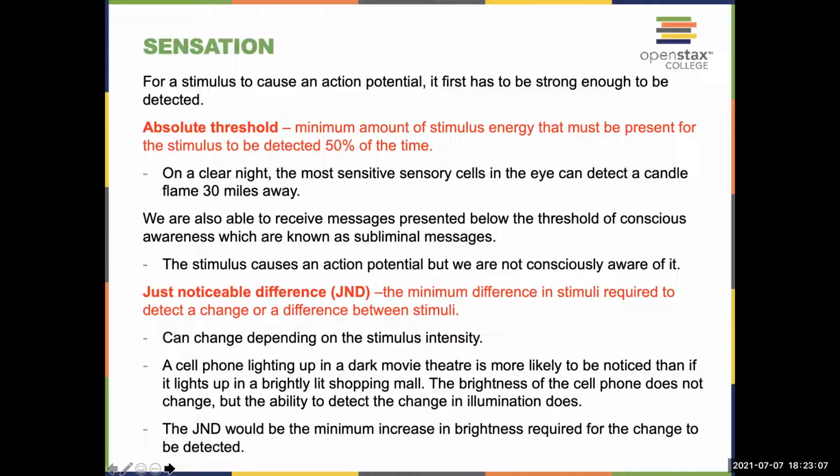So for example, this is from the book too. It's a great example, right? A cell phone in a dark movie theater, you are going to notice that. It's going to be obvious because it's dark, the cell phone light comes on, and it's going to be detectable. If you're in a bright shopping mall, or outside, or in a classroom and somebody pulls out their phone, that light is probably not going to be as noticeable. The illumination of the cell phone didn't change, but the ability to detect the change in illumination is different, right?